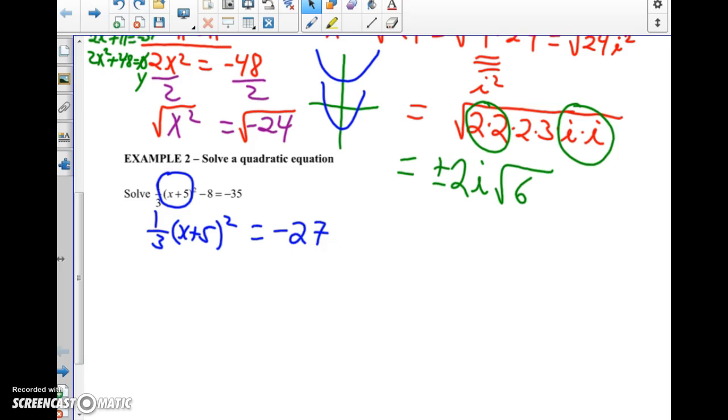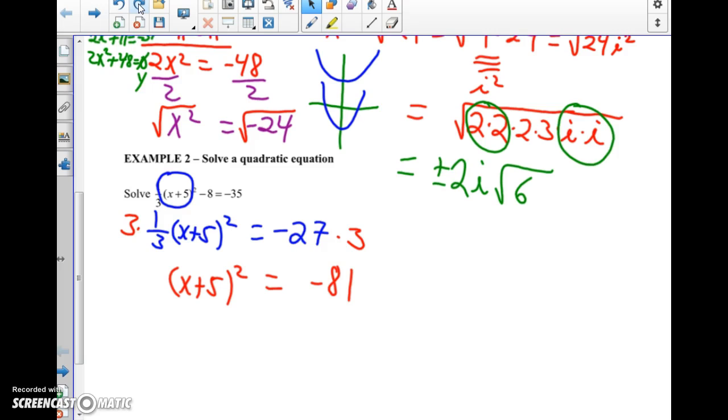Okay, so here's what's up there now. We've got to get x plus 5 squared by itself, all right? So now what do you have to do? You have to multiply both sides by 3. Okay, so we're multiplying by 3 here and by 3 here, right? Okay, so here's what we get. We get x plus 5 squared, and that equals what? Negative 81.